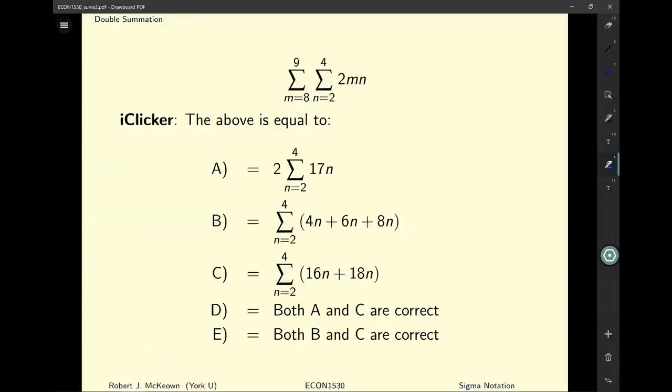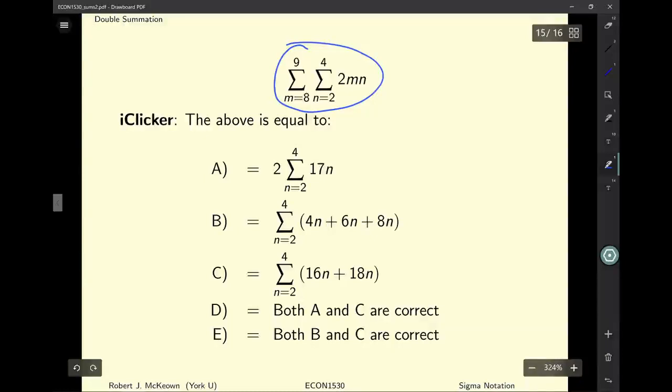Here are some questions for you. See if you can answer this question. Which of the three formulas below are correct? And at least one of them is incorrect. So press pause on your video, try it yourself, expand this expression, starting with the M index, and then start over and expand it starting with the N index, and see which of A, B, C are correct, or is correct.